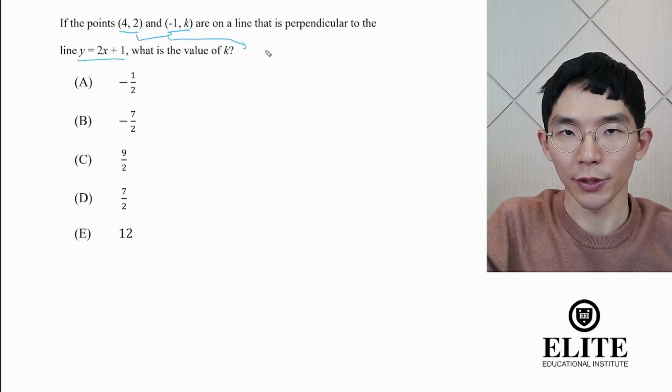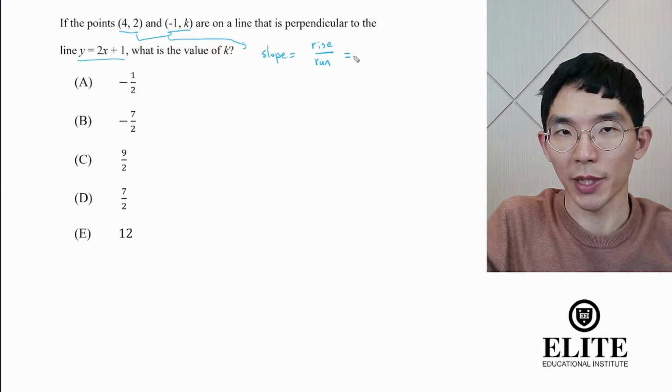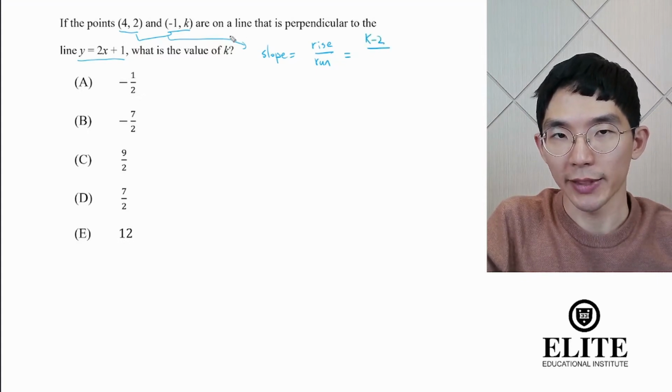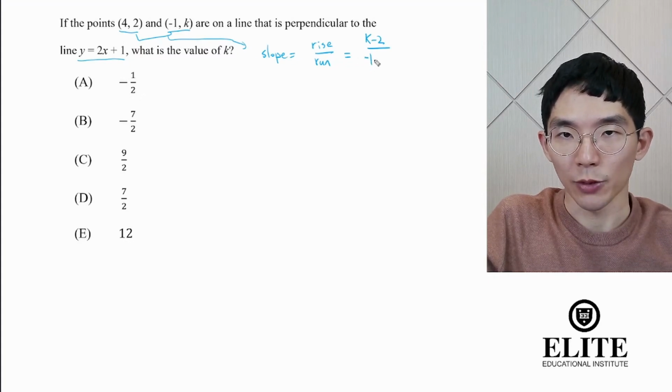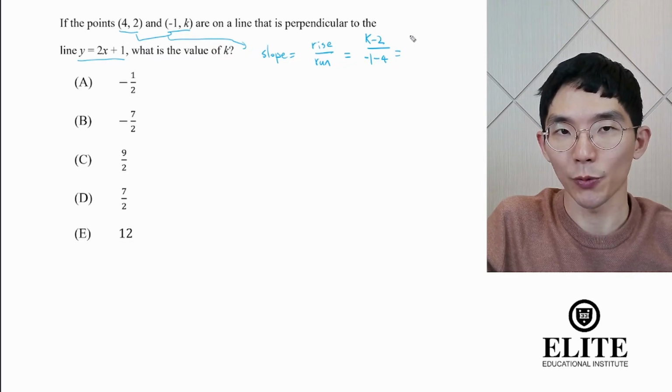How do I find the slope? Rise over run, and we calculate the rise by taking the differences in y, which is k minus 2, and taking the differences in x, which is going to be my run, negative 1 minus 4. Therefore, the slope of the line that contains the points (4, 2) and (-1, k) is going to be (k minus 2) over negative 5. Okay?